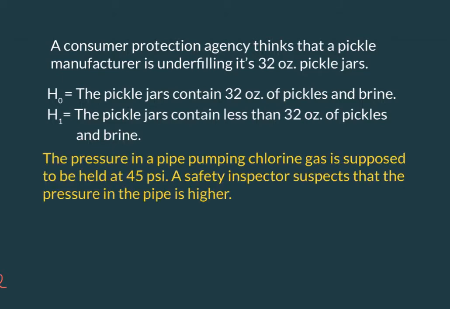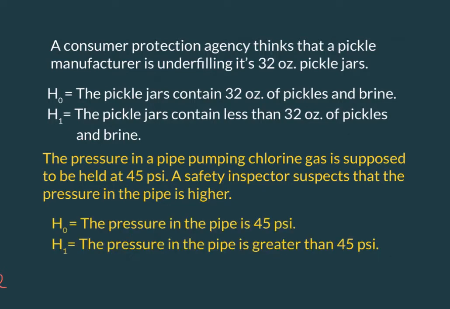Another example. The pressure in a pipe pumping chlorine gas is supposed to be held at 45 pounds per square inch. A safety inspector suspects that the pressure in the pipe is higher. What are the null and the alternative hypotheses? Pause the video. Did you get it right? H naught, the pressure in the pipe is 45 psi. H1 is the pressure in the pipe is greater than 45 psi.